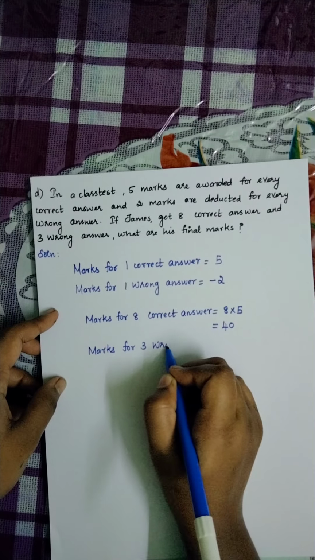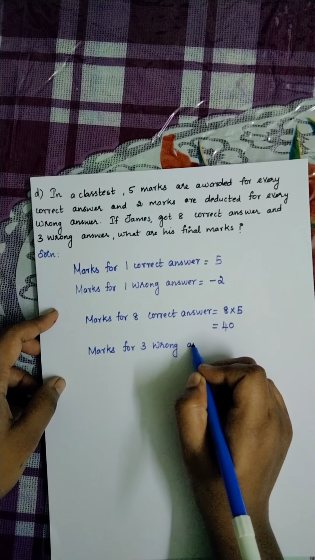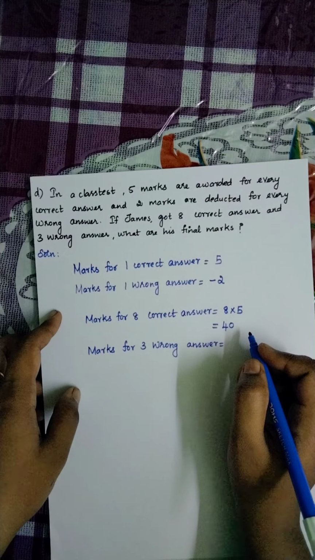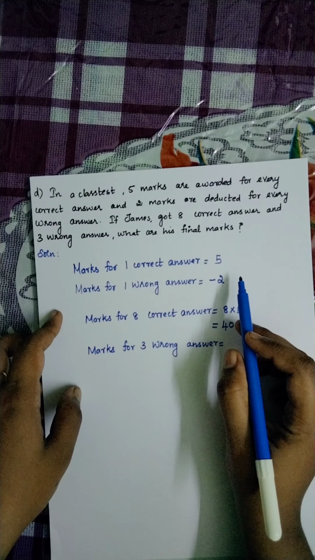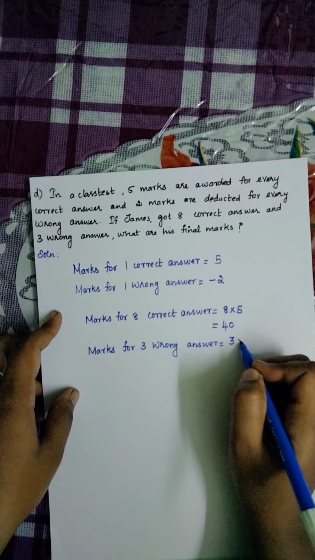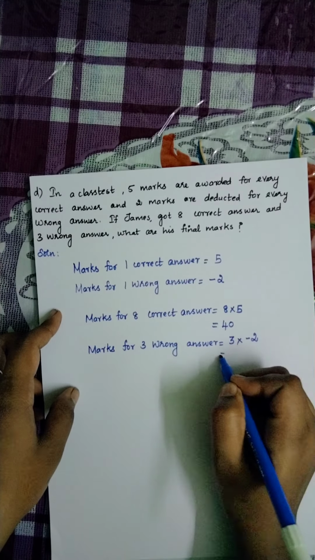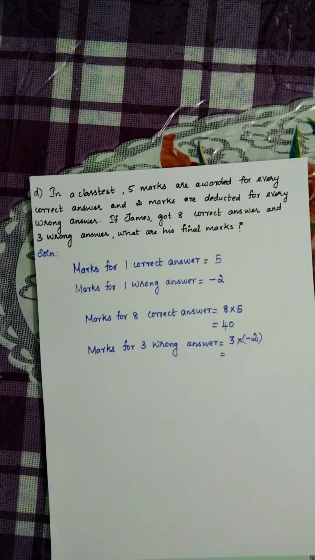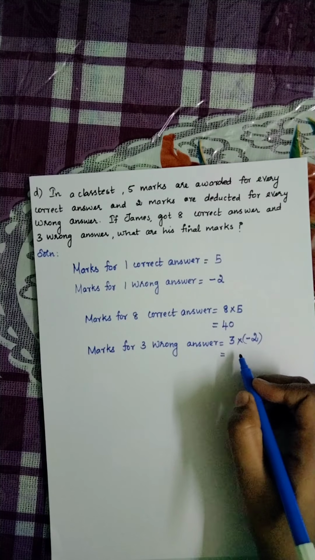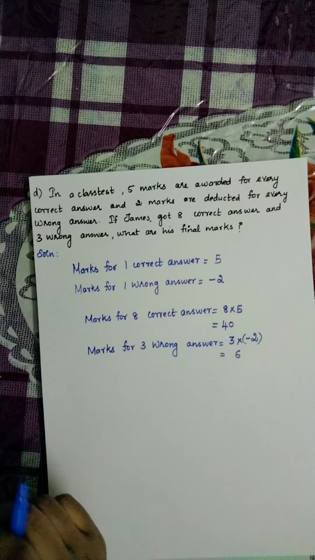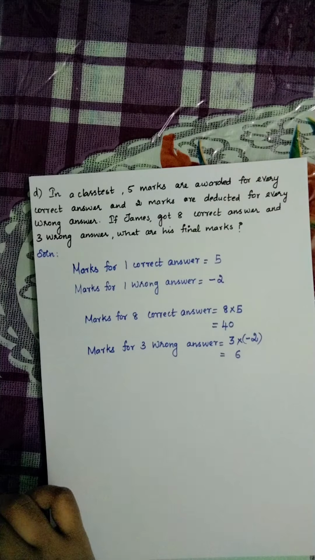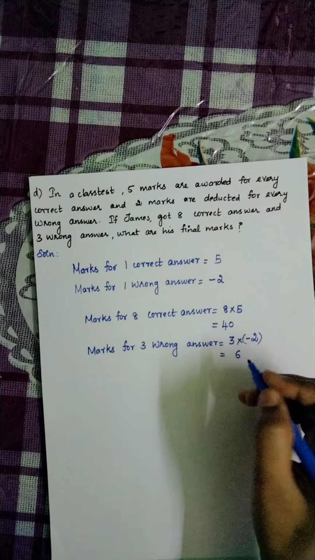3 wrong answers. Marks for 3 wrong answers is equal to, how will you find? For 1 wrong answer, minus 2. So marks for 3 wrong answers, how will you find? 3 into minus 2. What is the answer? First multiply the numbers. 3 into 2 is 6. Here both the numbers are having different signs. Unlike signs will give you a negative product. So it is minus 6.